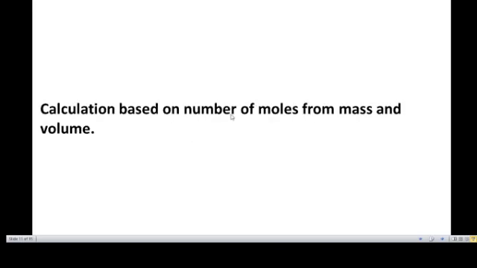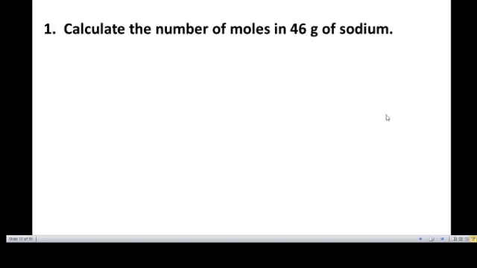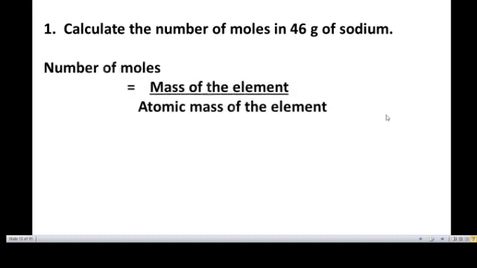Next, calculation based on number of moles from mass and volume. First problem, calculate the number of moles in 46 gram of sodium. So the formula, number of moles. We have to find out the number of moles. Number of moles is equal to mass of the element. So what is the mass of the element? The given element is sodium. The mass of the element is 46.